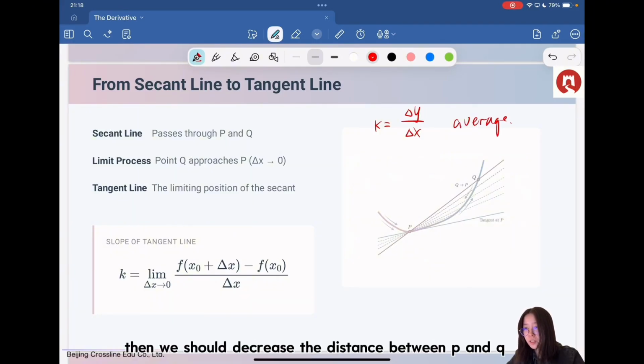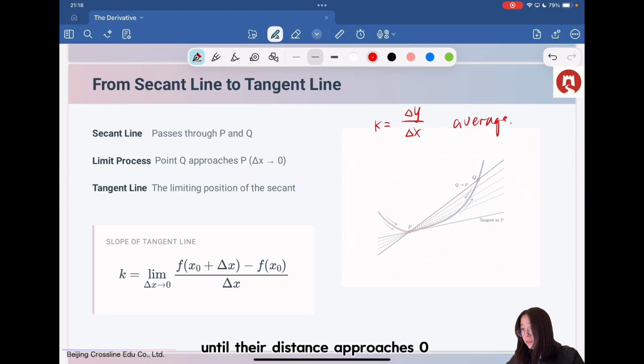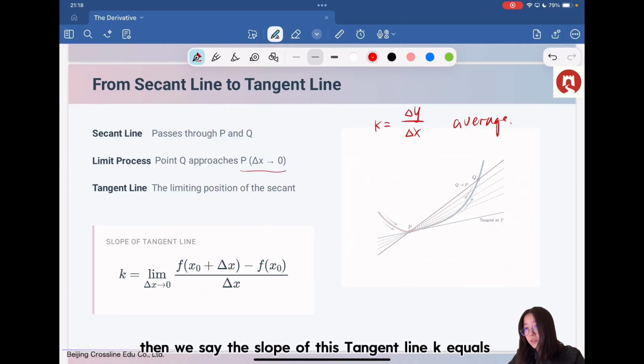Then we should decrease the distance between P and Q until their distance approaches 0. We say the delta x equals 0. Then we will get the limiting position of the secant line. It becomes a tangent line. Then we say the slope of this tangent line k equals the limit when delta x approaches 0, and the numerator is f(x0 plus delta x) minus f(x0), and the denominator is delta x.